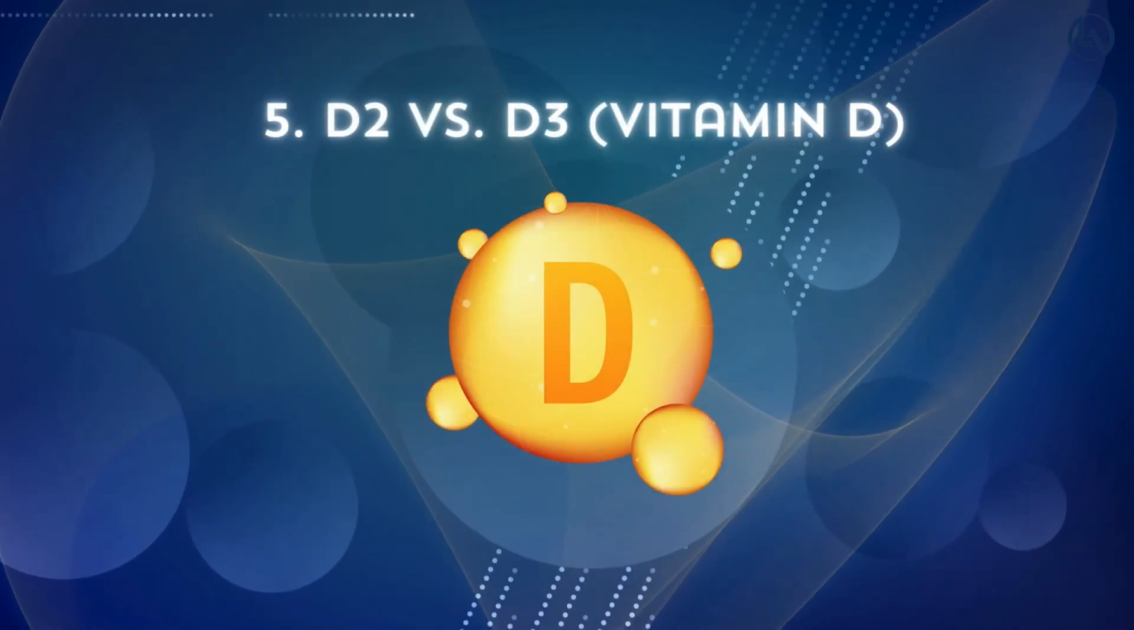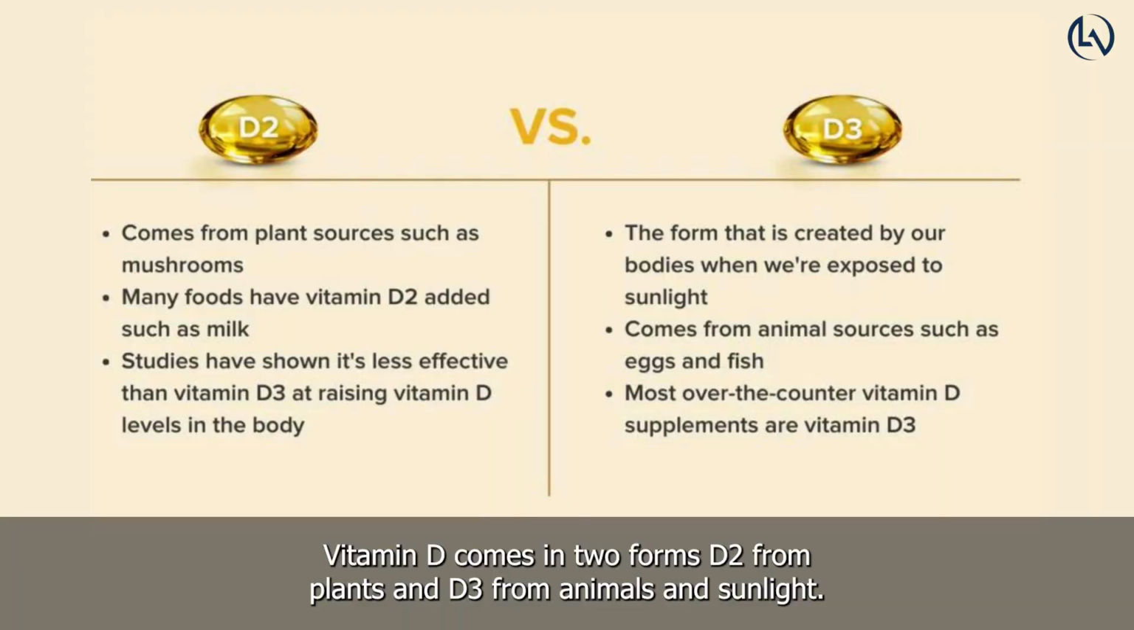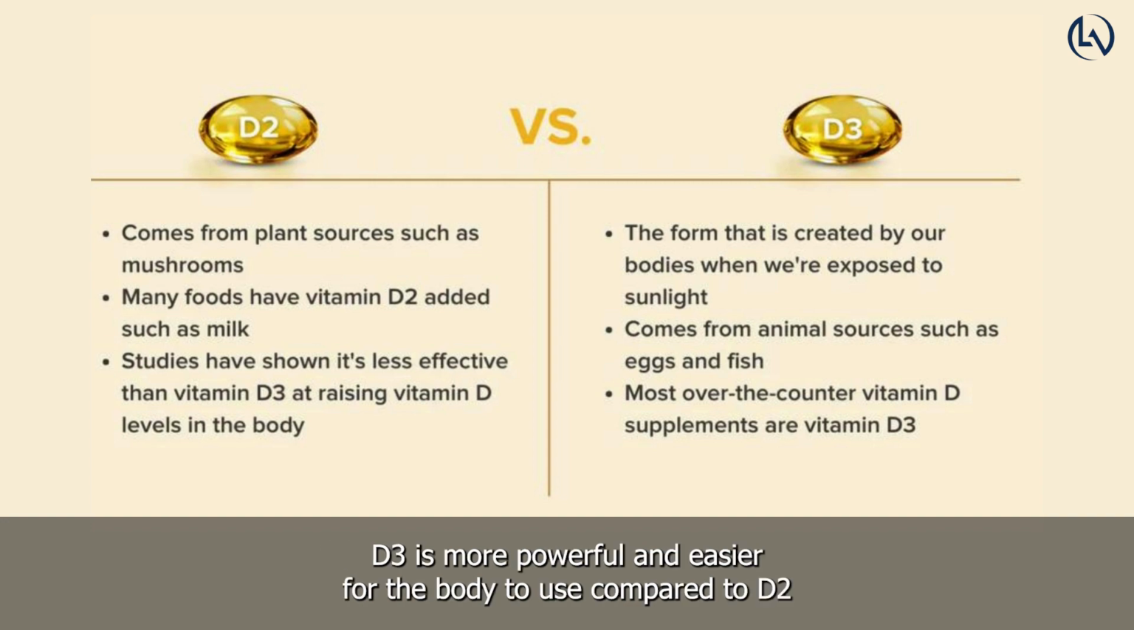D2 versus D3. Vitamin D. Vitamin D comes in two forms: D2 from plants and D3 from animals and sunlight. D3 is more powerful and easier for the body to use compared to D2.